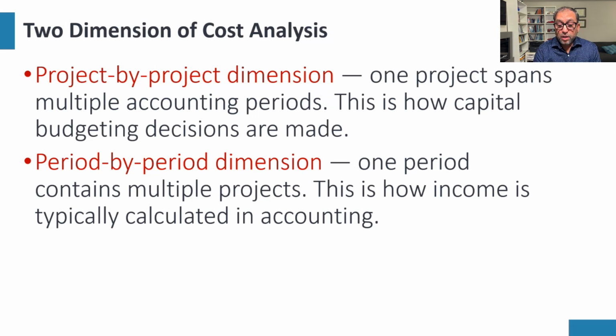Then the second dimension is that we have to look at the current accounting period as well. Like in this particular year, what cash outflows and cash inflows we are facing, and then we have to do capital budgeting regarding that. So one period contains multiple projects. This is how income is typically calculated in accounting. But accountants, especially financial accountants, focus only on a particular accounting period, and finance people do the budgeting over the project life. So they are not confined to a particular accounting period. We have to keep it in mind.